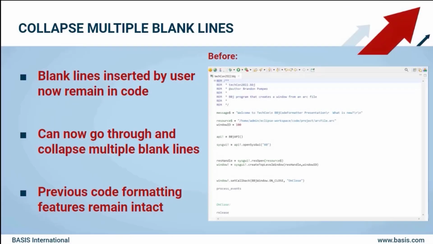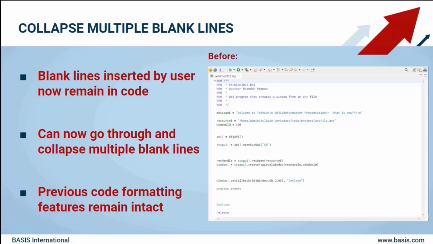For collapsing blank lines, if enabled, the BBj code formatter will go through and find any instance of back-to-back blank lines and collapse them into one. Previous versions of the code formatter removed all blank lines and condensed the code, unless it came across a special statement such as an if or on close. But now blank lines that were inserted by the user will now remain intact to help improve code legibility. The only time blank lines will be removed now is if the collapse blank lines setting is enabled.